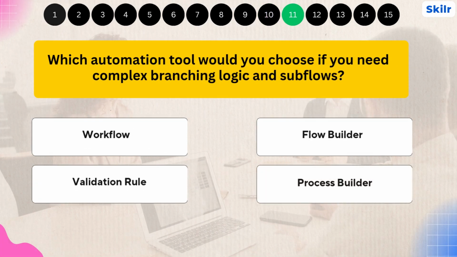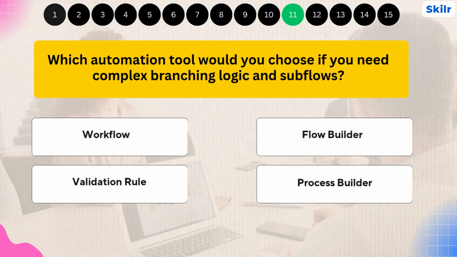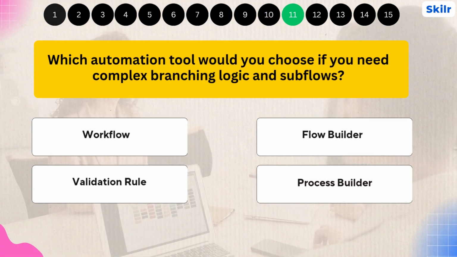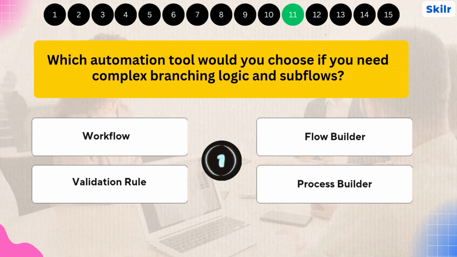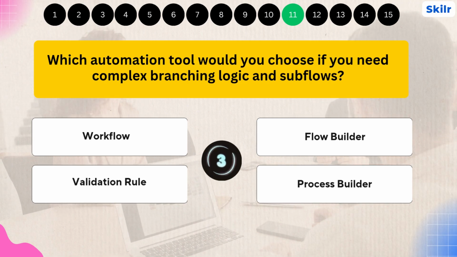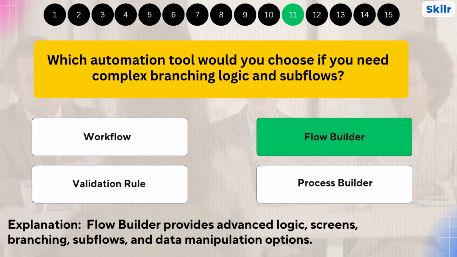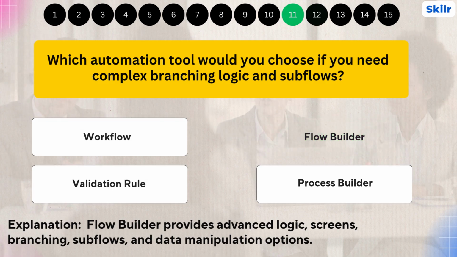Question 11. Which automation tool would you choose if you need complex branching logic and subflows? The correct answer is Flow Builder. Flow Builder provides advanced logic, screens, branching, subflows, and data manipulation options.